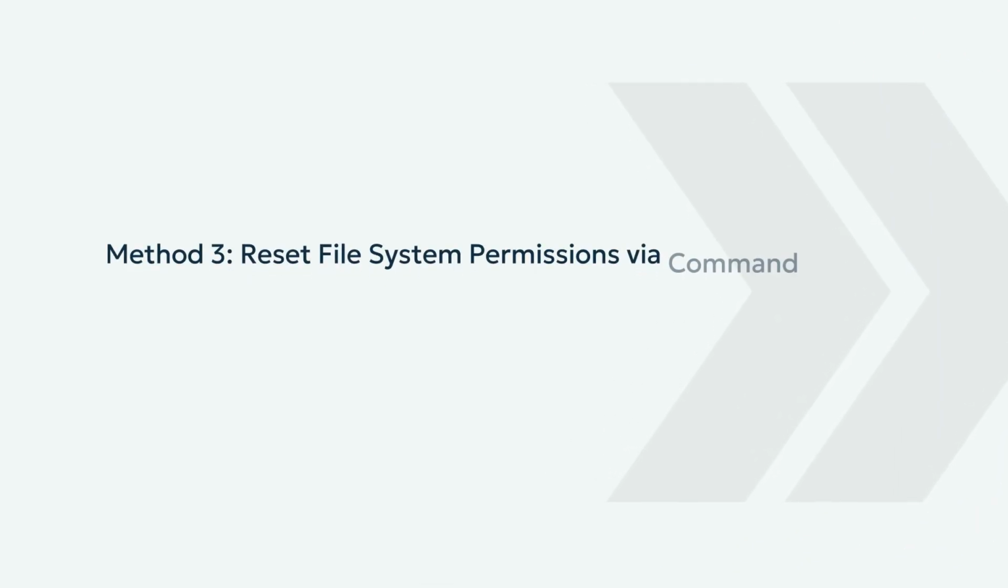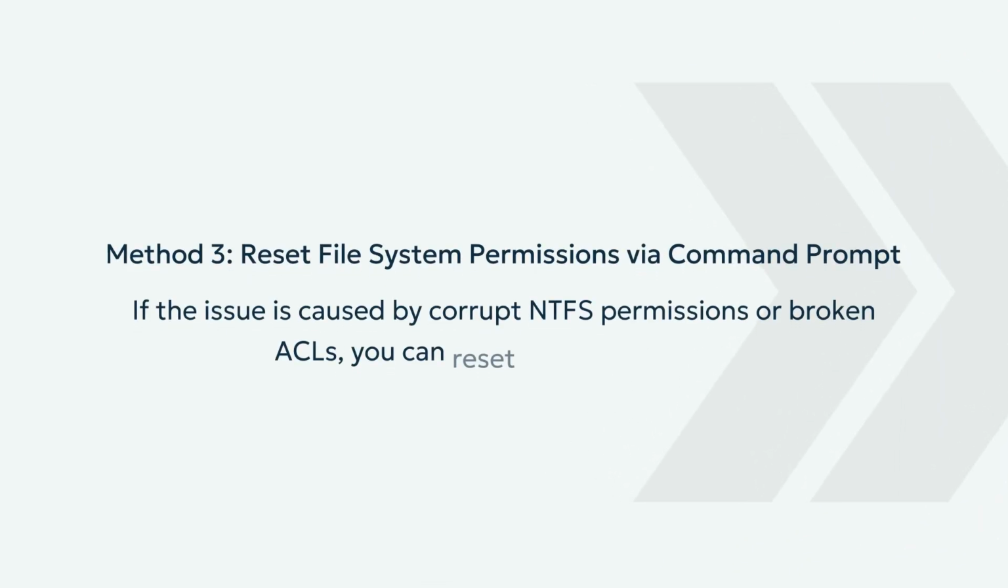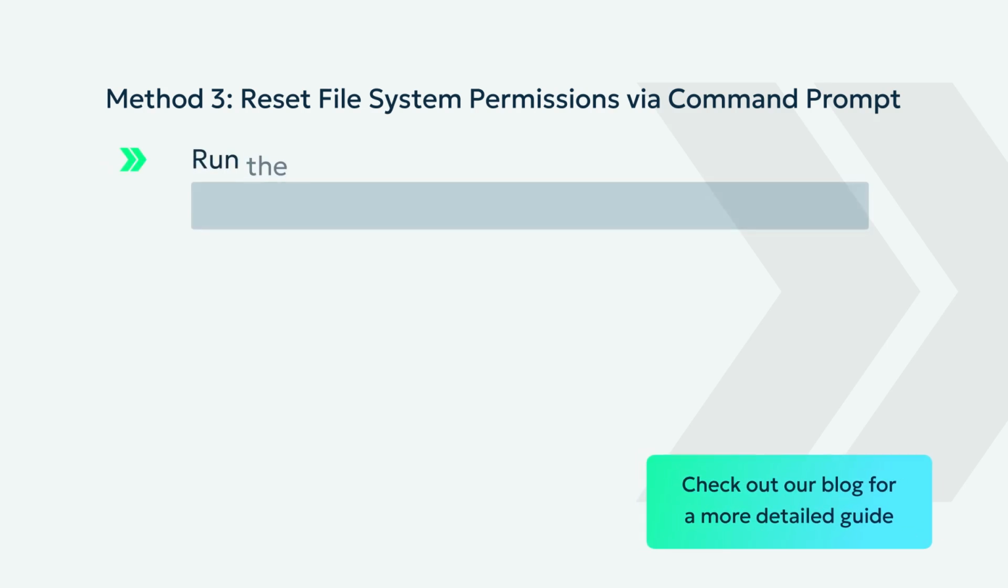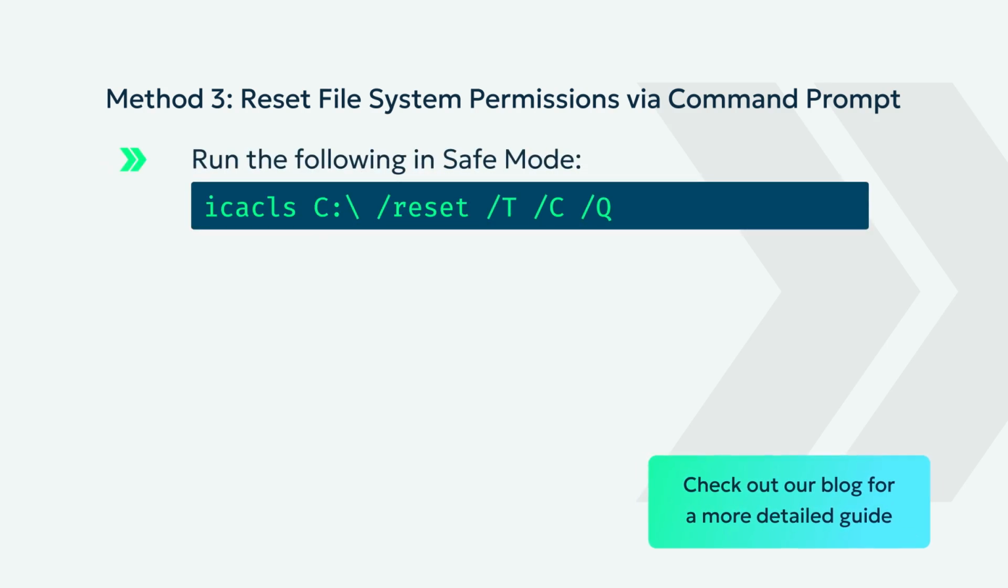Method 3. Reset file system permissions via command prompt. If the issue stems from corrupt NTFS permissions or broken ACL entries, you can reset them recursively. Run the following in safe mode. This resets all permissions to their inherited defaults.